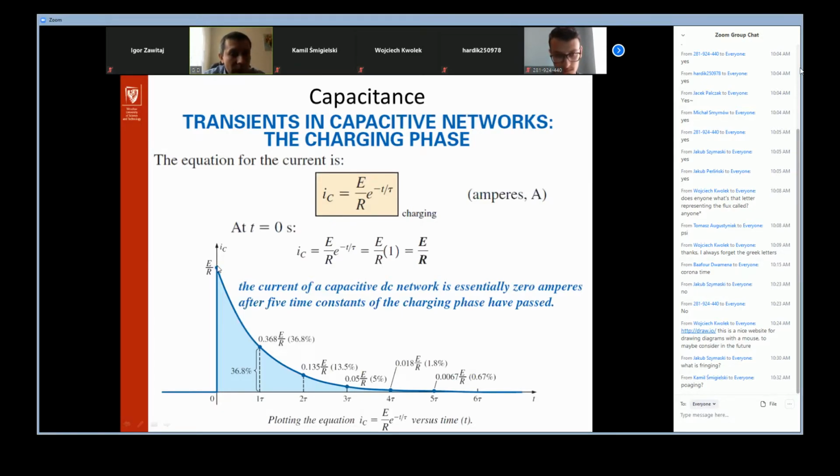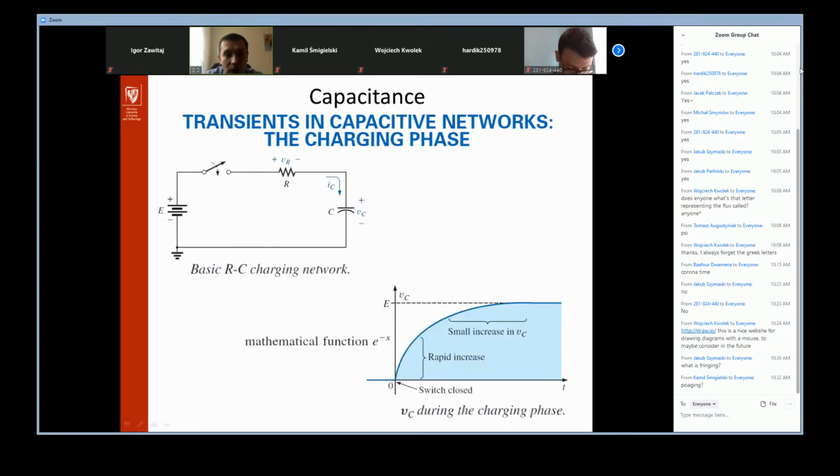And then it goes down. Why? Because the charges are collected on the plates, and after 5 tau we have the situation where the current IC goes to 0. Why? It is simple. Because we have the same voltage drop on the capacitor and the voltage source, so the potentials between these 2 points are the same. So the current stops flowing, in fact.